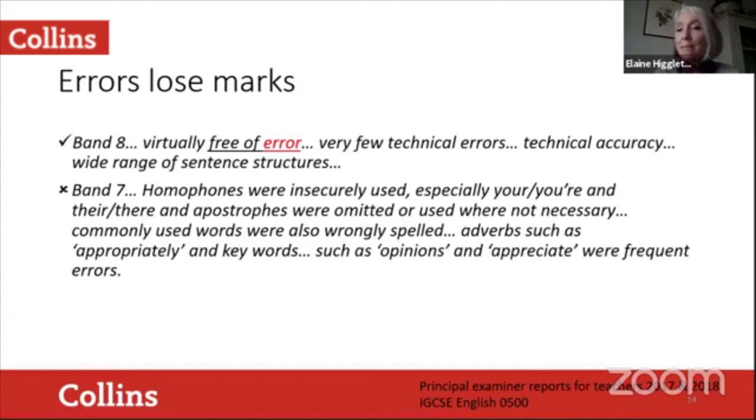To get a band 8 and get an A or an A star, you've got to be virtually error-free. And you're going to start to lose marks once you make mistakes with homophones, once you don't use adverbs correctly, once keywords such as opinions and appreciate are used incorrectly.